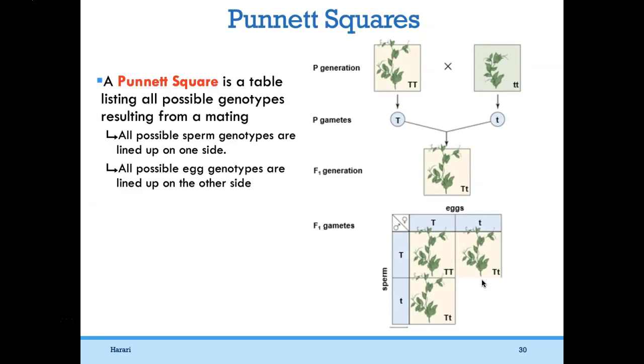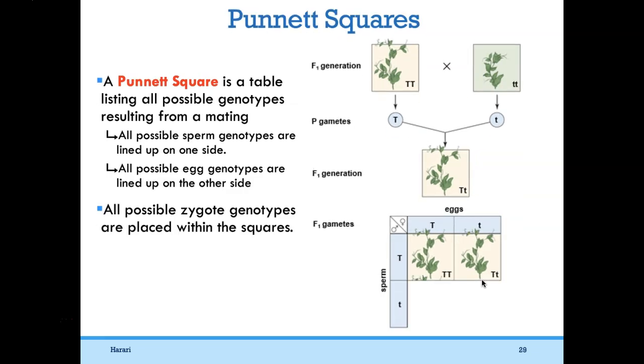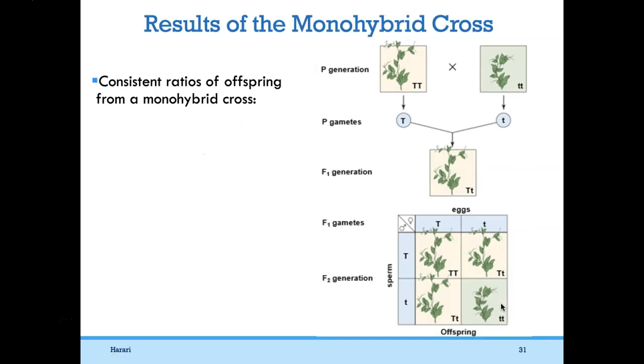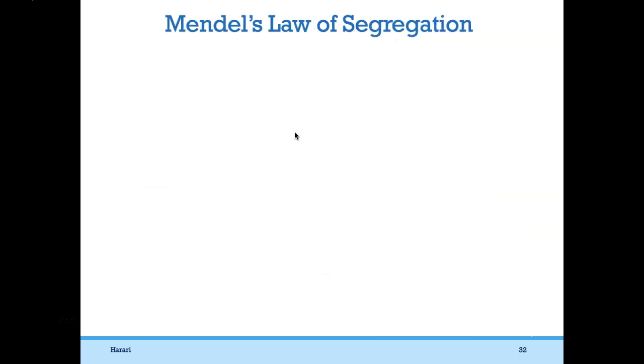So I want to just make sure that you know how to draw a Punnett square. You just line up the different sperm genotypes on one side, egg genotypes on the other, and then you're looking at the possible ways that sperm and egg can recombine to form different zygotes. And in the case of a monohybrid cross, we see a genotype ratio of 1 to 2 to 1, phenotype ratio of 3 to 1. So you should remember those. And it's easy to just do it out if you forget.